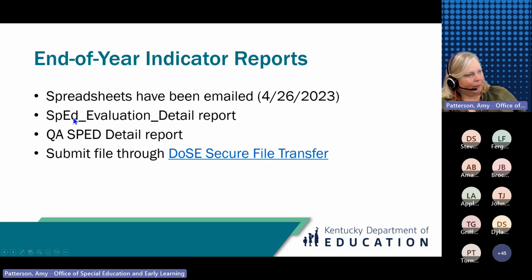So this is kind of a wrap up. Spreadsheets were emailed out. If you didn't get one, or somebody told me they got one and it didn't have the indicator 11 tab in it, I'm not sure how that happened, but just email me and I'll send it to you. So for indicator 11, you're going to want to use the SPED evaluation detail report. For indicator 13, I would recommend the QA SPED detail report.